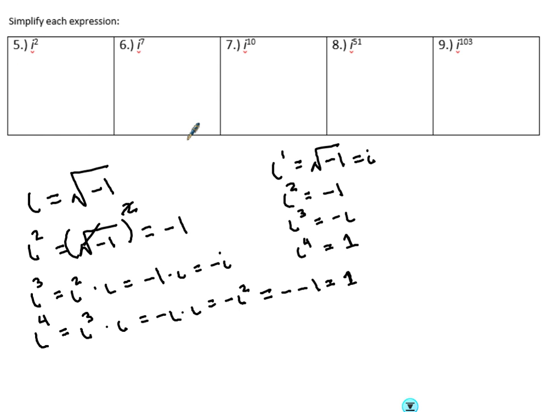i to the second, we could answer directly because we know that that is equal to -1. i to the seventh, on the other hand, we would divide 7 by 4, and using long division, we notice that the remainder is 3. So i to the seventh is the same thing as saying i to the third, which is -i for the final solution.